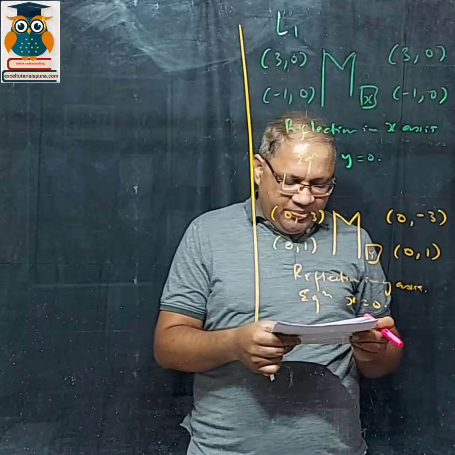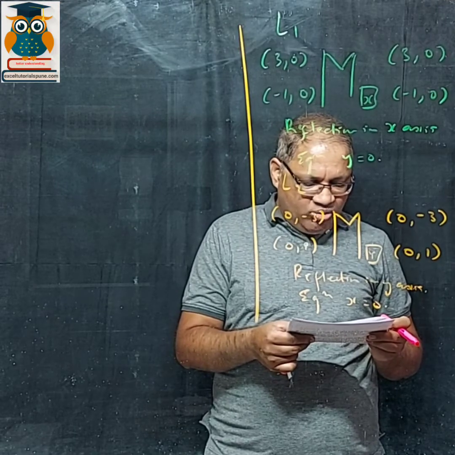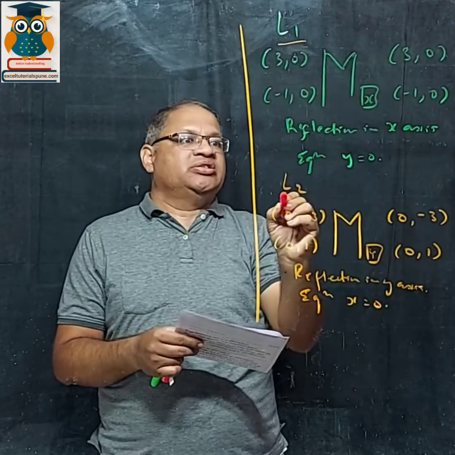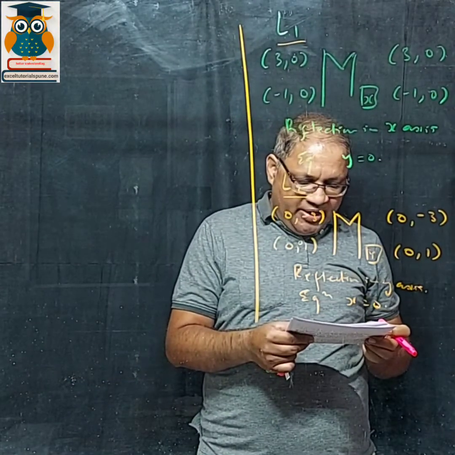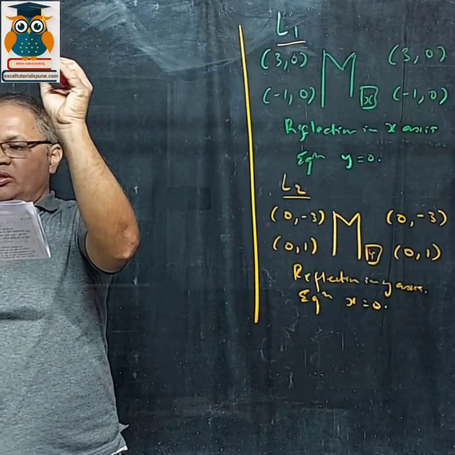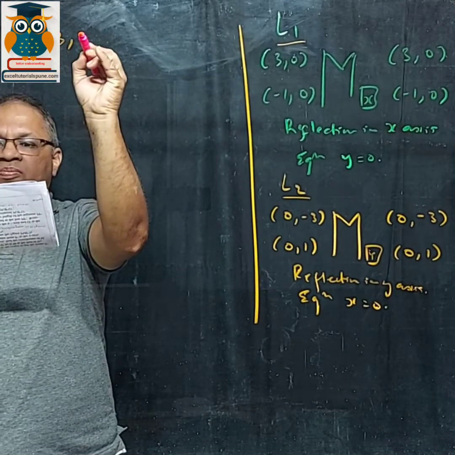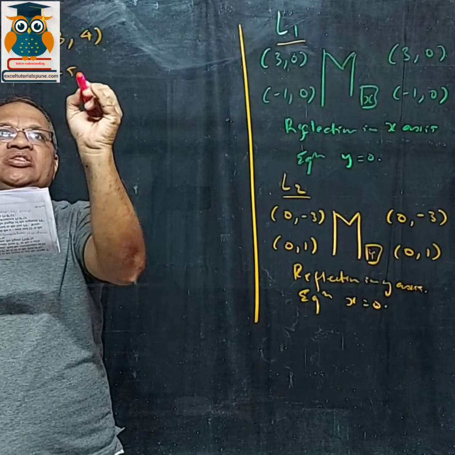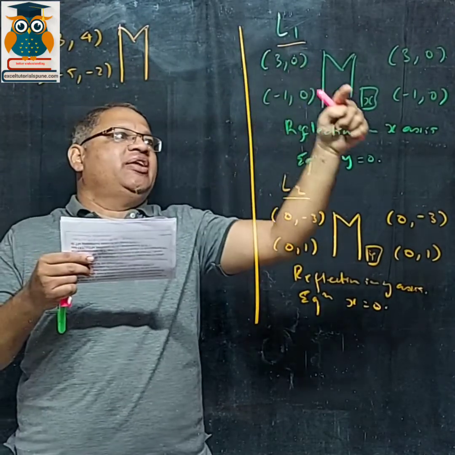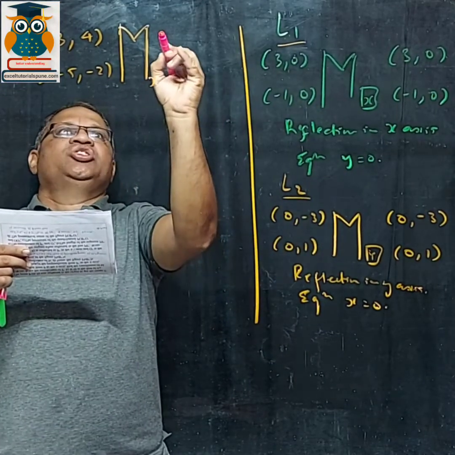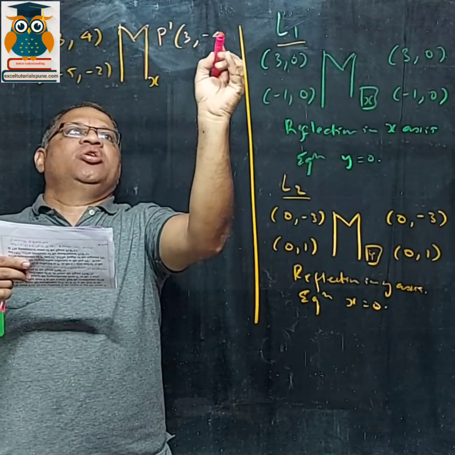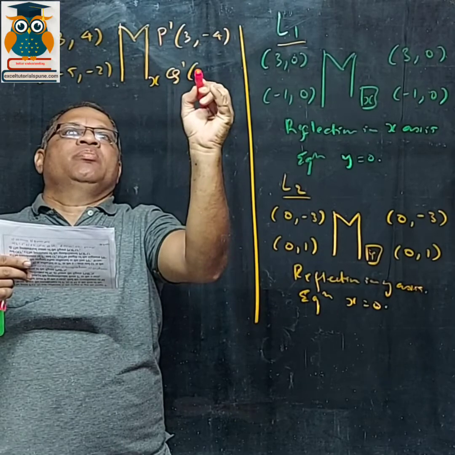Alright. Now further, A part: name and write down lines L1 and L2. I wrote it down. This is L1, this is L2. Now this is the B part: images of P(3, 4) and Q(-5, -2) on reflection in L1. What is reflection in L1? X-axis. So for reflection in the x-axis, the y coordinate changes. So P dash is (3, -4), Q dash is (-5, 2).